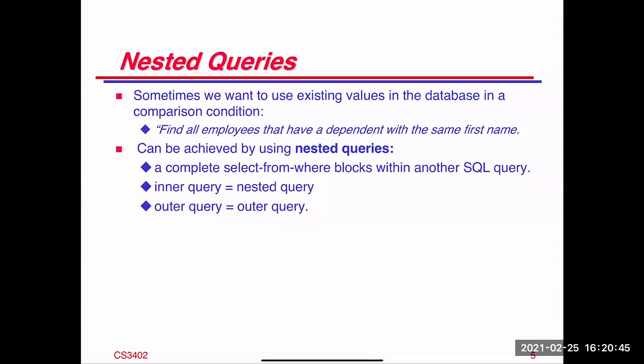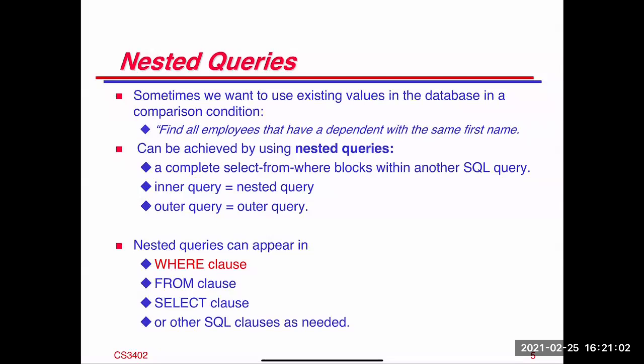What's a nested query? Well, it's basically a complete select from where block that is nested within another SQL query. And we call the inner query the nested query. And the outer query is, of course, the outer query. So the nested queries can appear in various places. It can appear as part of the conditions that you write for your where clause, but it can also show up in the from clause, as we'll see an example for later, and also in the select clause, and then the other clauses as needed. So the other clauses that we haven't discussed yet, such as having.